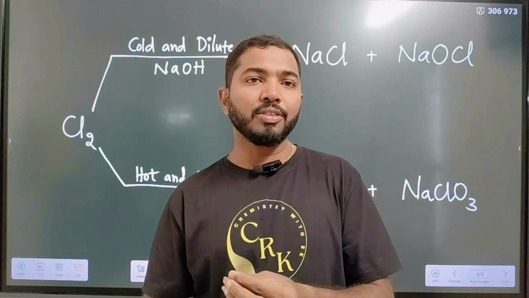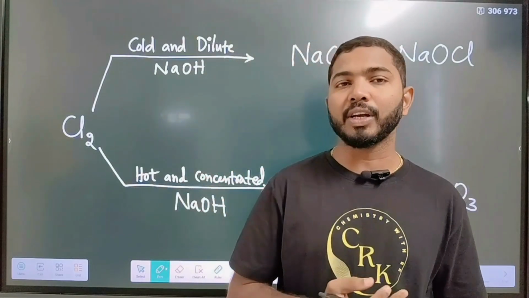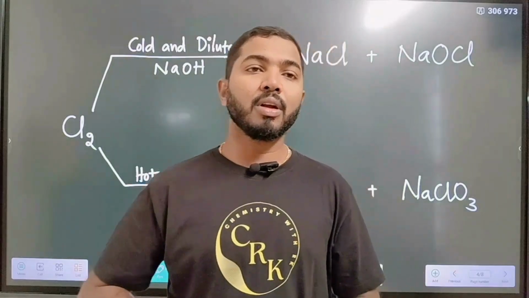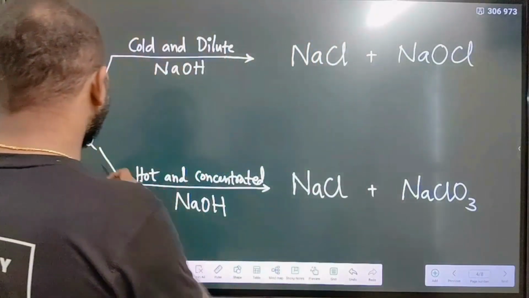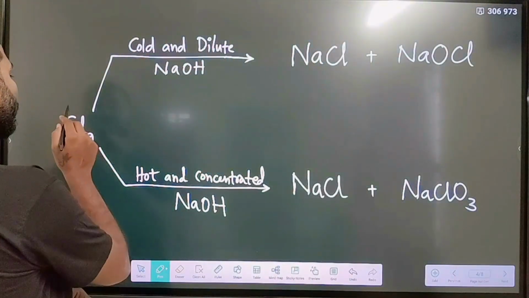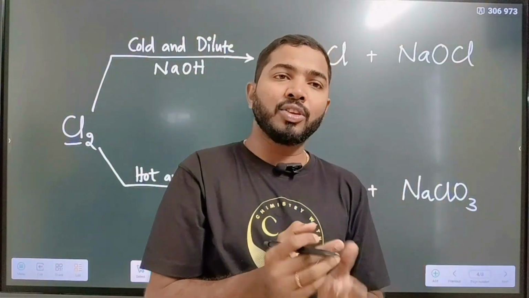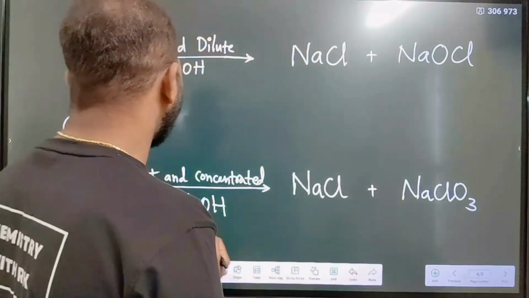That is cold and dilute condition, and then hot and concentrated condition. Okay, this is a very famous and very important question for competitive exams actually. So chlorine, that is Cl2, is going to undergo both oxidation and reduction in both cold and dilute condition and hot and concentrated condition.